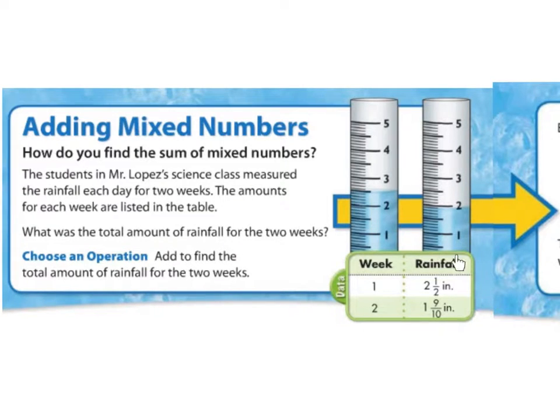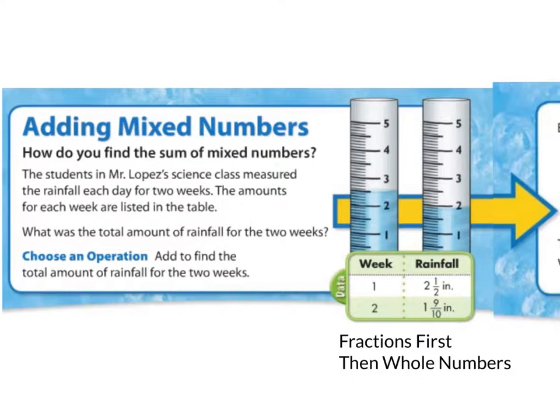Here I see the table. I see week 1 and week 2. They use the words total amount for the 2 weeks. That tells me that I'm going to add these two rainfall amounts together. So in choosing an operation, I'm going to add to find the total amount of rainfall for the 2 weeks. So the question would be, how could I add mixed numbers like that?